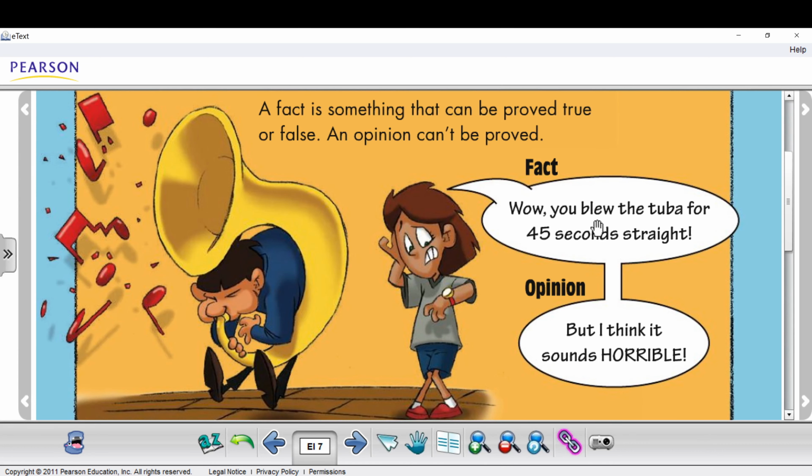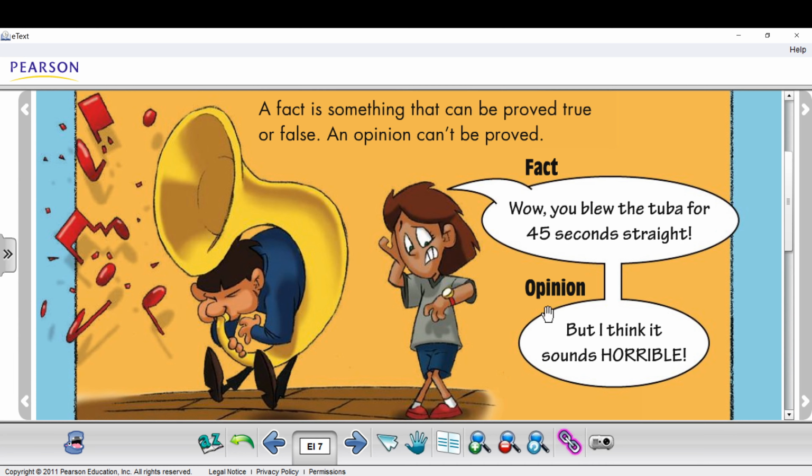Why? Number one, she's describing what he's doing. Two, she's observing the watch. So the fact here is he was blowing the tuba for 45 seconds straight, non-stop. This is a fact because she was looking at the watch while he was doing it. Okay, it's based on observation. So we call it fact. We can prove it to be true.